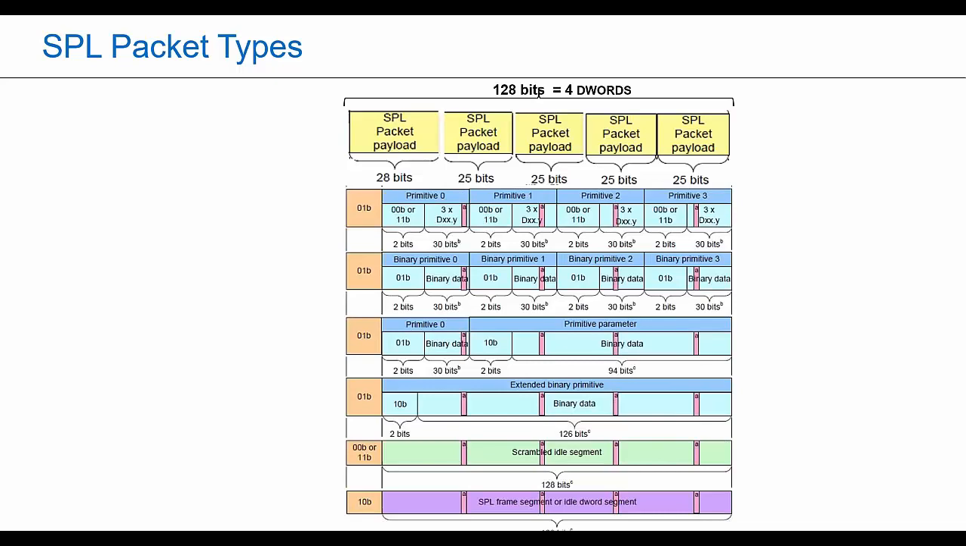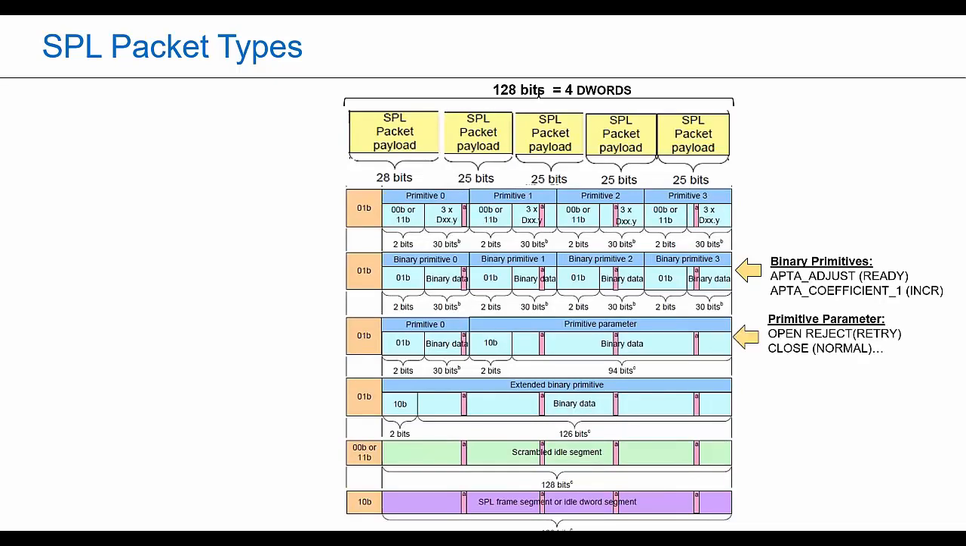Okay, now we'll look at the other primitive SPL packets, which are all new as part of SAS 4. This includes binary primitives like the APTA adjust. They now have something called primitive parameters, where you can append additional data to some specific primitives like open, reject, retry. And then extended binary primitives. They function just like any other primitive, only they made them longer. They don't really tell you why, probably because they're used in some critical 24 gig link management roles. But we'll look at each of these in a second.